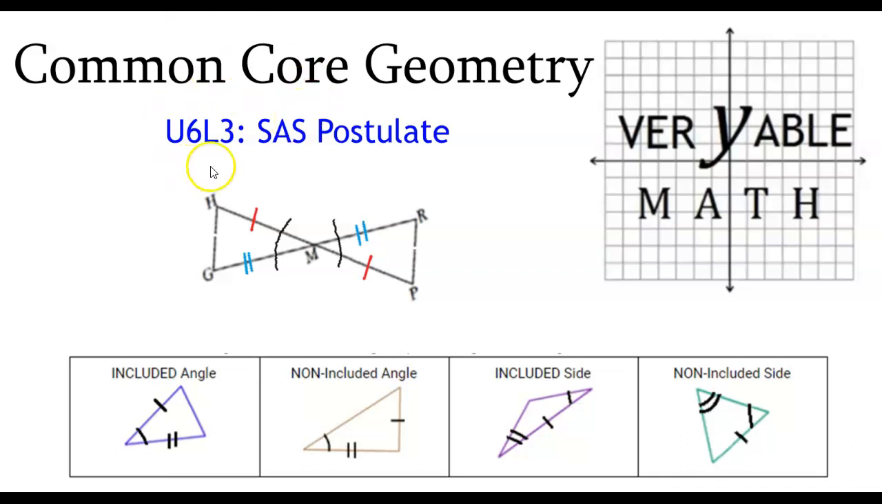Students, this video is for the 6th unit, the 3rd lesson. We're going to be talking about the SAS postulate. In other words, a postulate or a method that allows us to prove that two triangles are congruent.